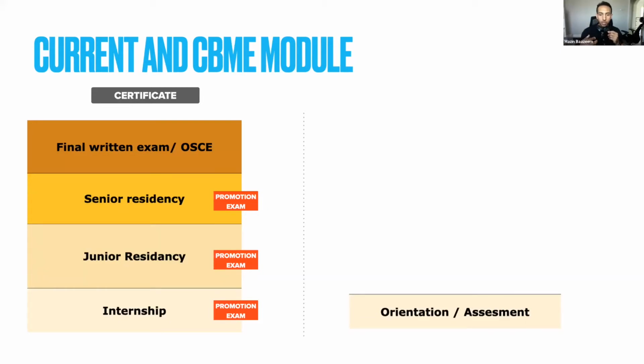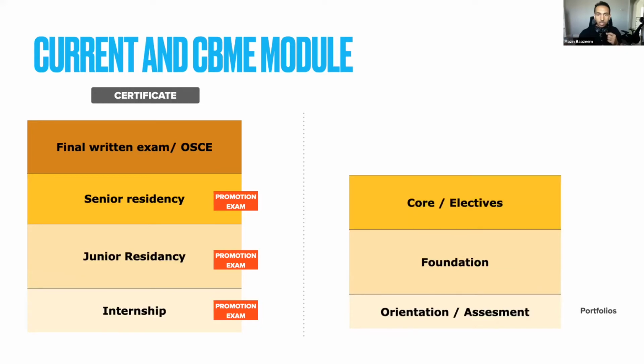But in the future, the aim for our training should be something that looks like this, which is basically we start with the orientation and the assessment, so we know the level of each trainee, with something like a portfolio. And then they start the foundation years with the core electives, and at the same time they are assessed only with the tools that we are going to speak about a little bit later, which are the workplace-based assessment tools.